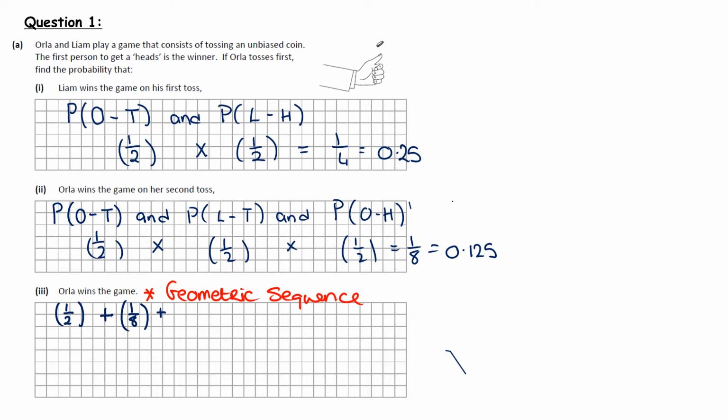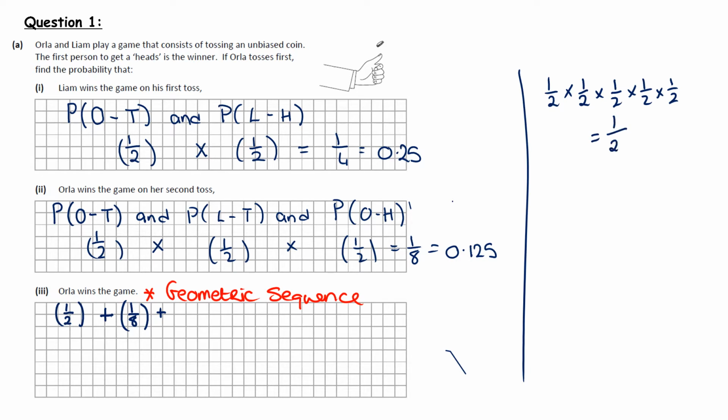Now, if we were to go again and try to figure out, well, what would be the probability of her winning on the third? Okay, so on the third, she would lose, then Liam would lose, then she would lose, then Liam would lose, then she would win. So what we end up with is 1 over 2 to the power of 5, which is equal to 1/32. And that goes on. The next one will be 1/128, because it'll be 2 to the power of 7, and so on.